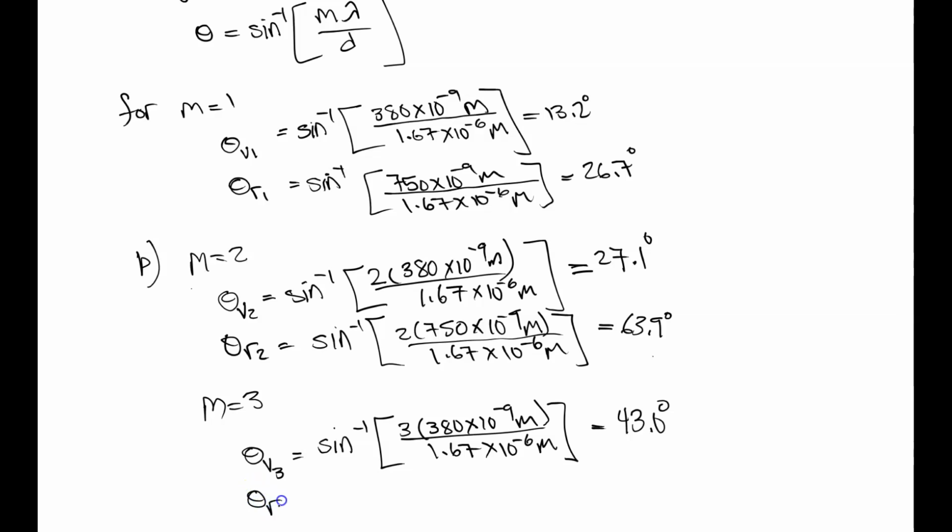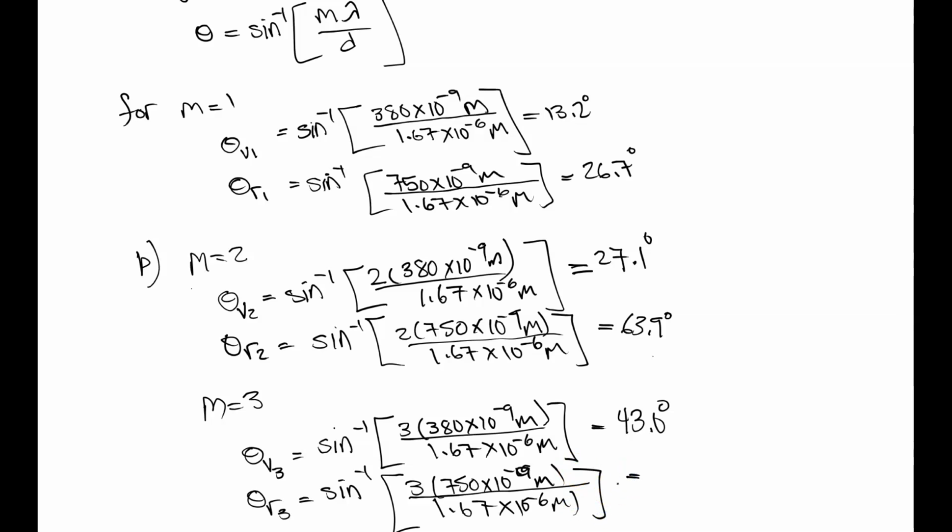And then if we do the same for red at m equals 3, we get sine inverse of 3 times 750 nanometers over 1.67 times 10 to the minus 6 meters, which will give us an undefined value, because we get a sine bigger than 1, which can't be the case.